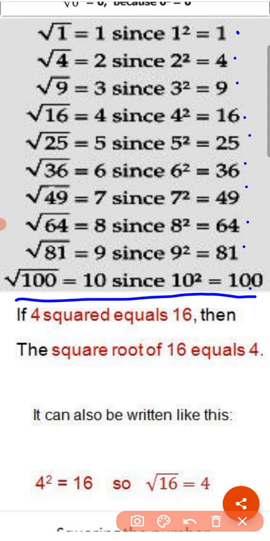Square root of 1, 1. Square root of 4, 2. Square root of 9, 3. Square root of 16, 4. Square root of 25, 5. Square root of 36, 6. Square root of 49, 7. Square root of 64, 8. Square root of 81, 9. Square root of 100, 10.